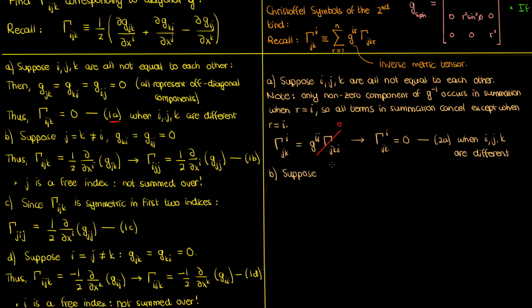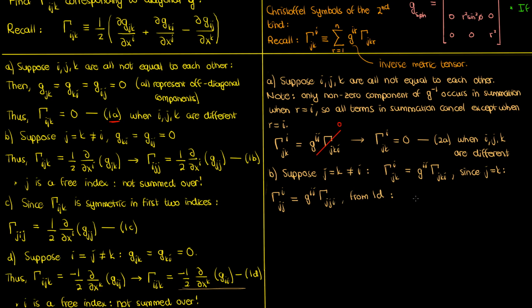But what if we have the bottom two indices equal? Again, as far as the summation is concerned, every term goes away except when r equals i, because the inverse metric tensor also has its off-diagonal components all equal to 0. So we have this left as our expression. Since we've set the bottom two indices equal in our second kind Christoffel symbol, this means that on the right-hand side of the expression, the first two indices of the first kind Christoffel symbol are equal. But we already have a formula for this in equation 1d.